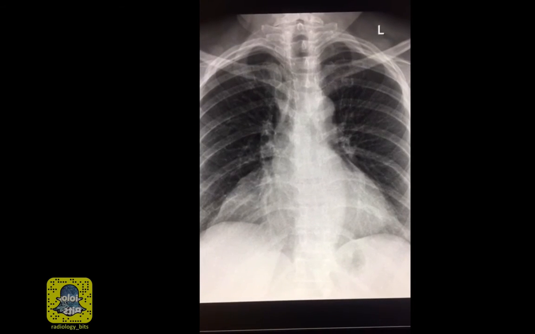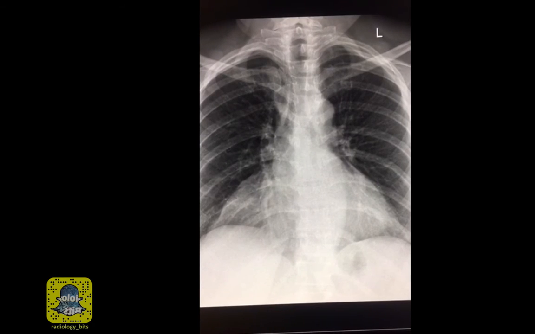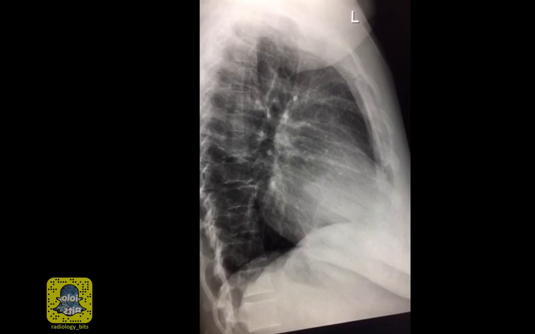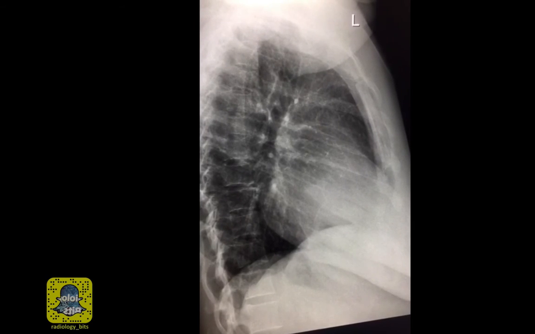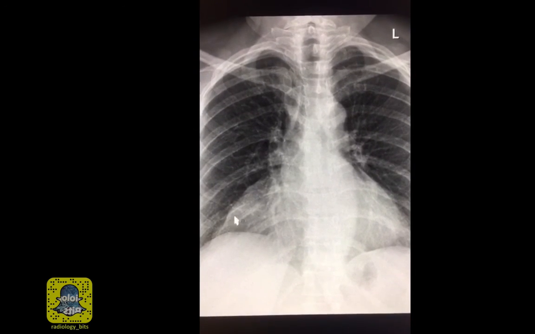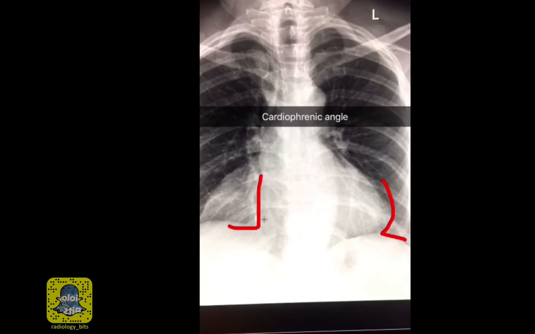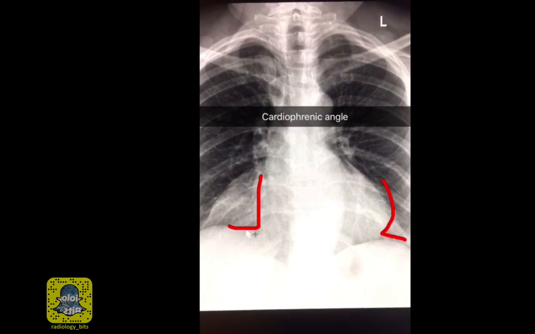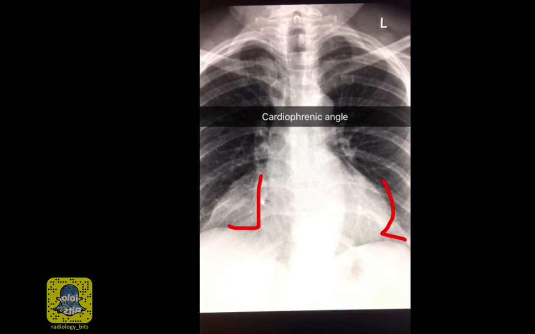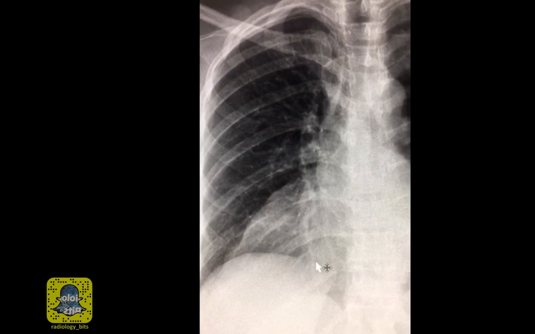This is a chest x-ray on a 49-year-old female patient who presented with coughing episodes. And here's the lateral chest radiograph on the same patient. The abnormality is this well-defined homogeneous opacity that projects over this region. For a better descriptive term of this area, this is called the right cardiophrenic angle compared to the left cardiophrenic angle. So you have the homogeneous well-defined opacity that projects over the right cardiophrenic angle.